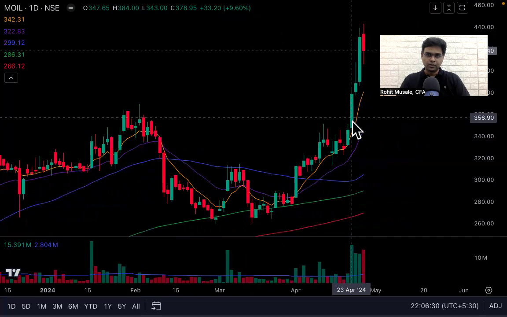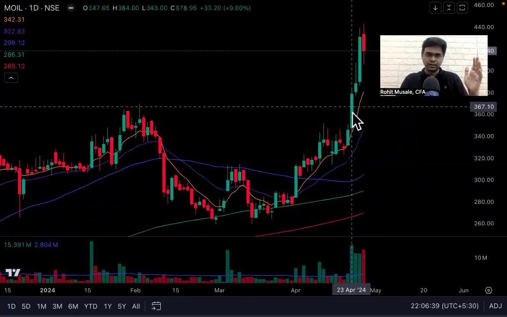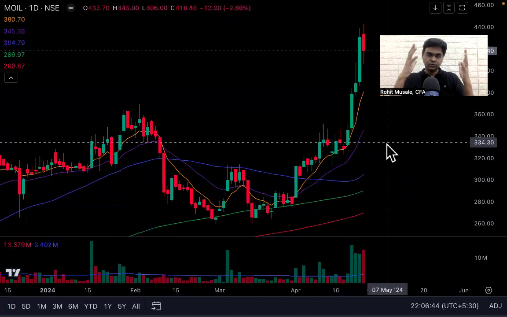Now, I did not know what was going to happen next, or what was going to happen on 23rd April. So please ignore these four candles. Let us look at all the candles before these four candles, because that is what I see on the chart.